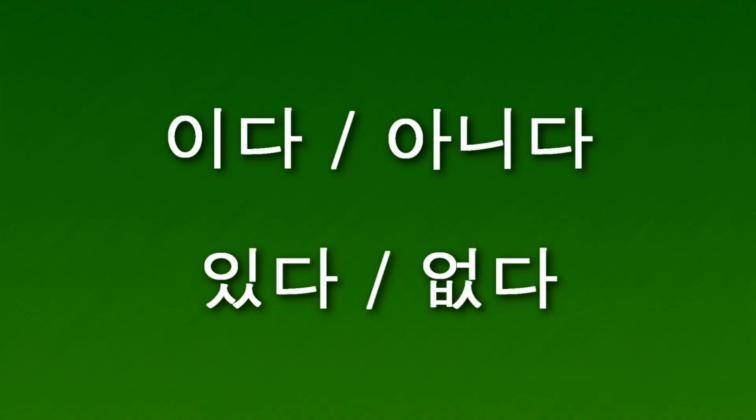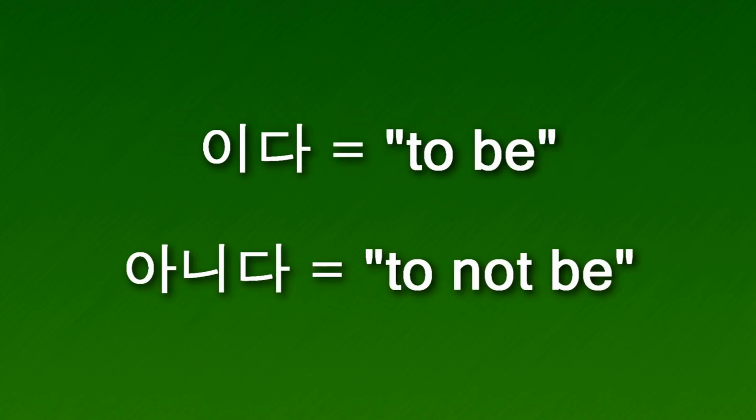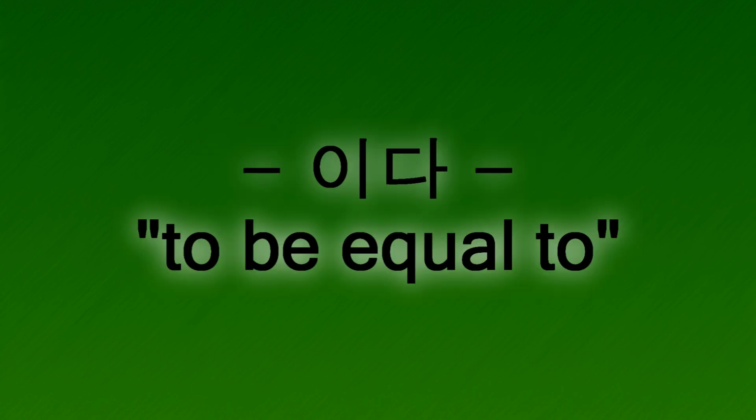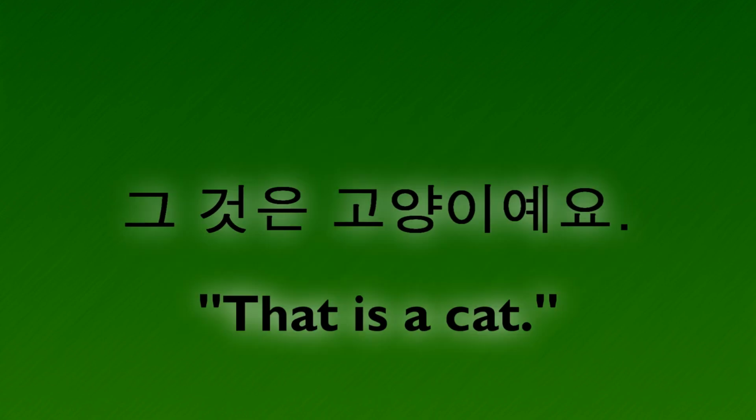Let's go over the differences between 이다, 아니다, and 있다 and 없다. 이다 means to be, and 아니다 means to not be. You can also think of 이다 as meaning to be equal to. So if you wanted to say that is a cat, you would use 이다 because you're saying that is a cat, or that is equal to a cat.